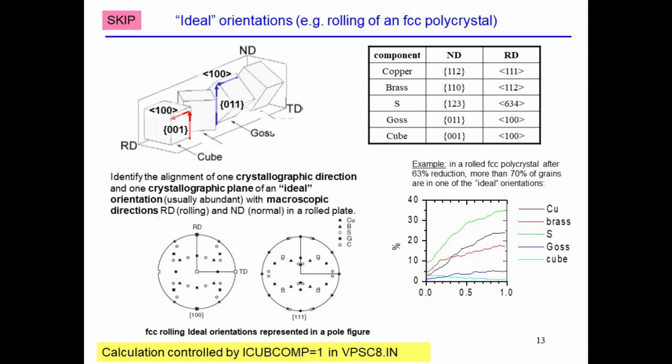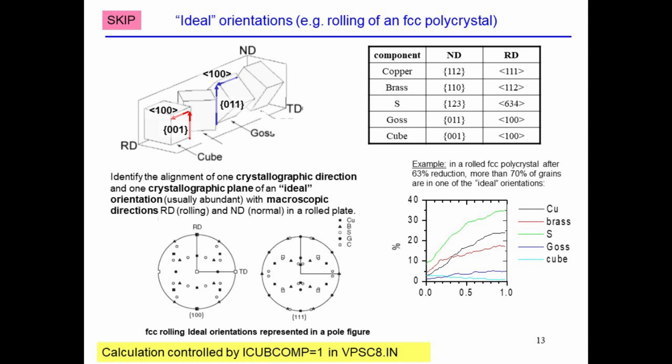Those ideal orientations have been identified as copper, brass, S, Goss, and Q. And what are those ideal orientations? Those ideal orientations are shown here. For example, if you look at copper, the 100 of copper, there is a square there, a square there, a square here. So you have these three squares. If you look at the Goss orientation, which are the circles, you have this circle here, this circle there, this circle there. Those orientations are what is used for characterizing the outcome of a rolling process.